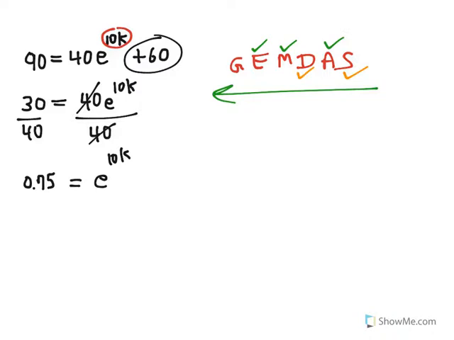Now we will undo the exponentiation with base e. How do you do that? You have to take the natural log. That's the inverse operation of exponentiation with base e.